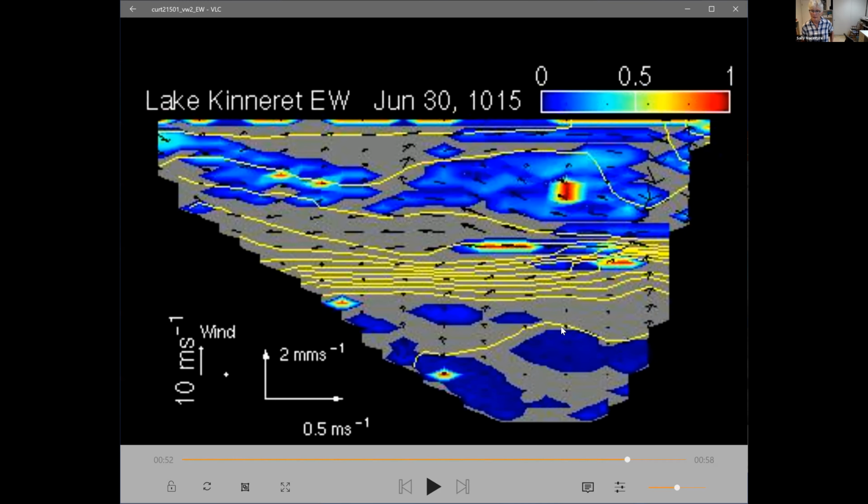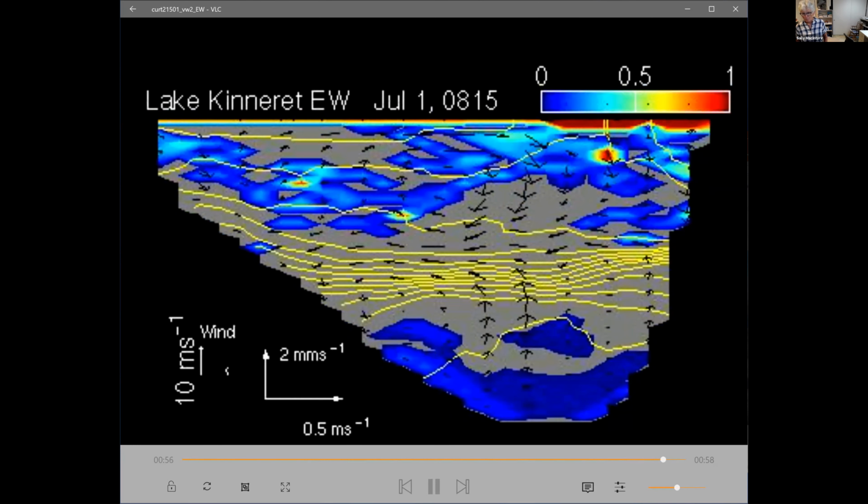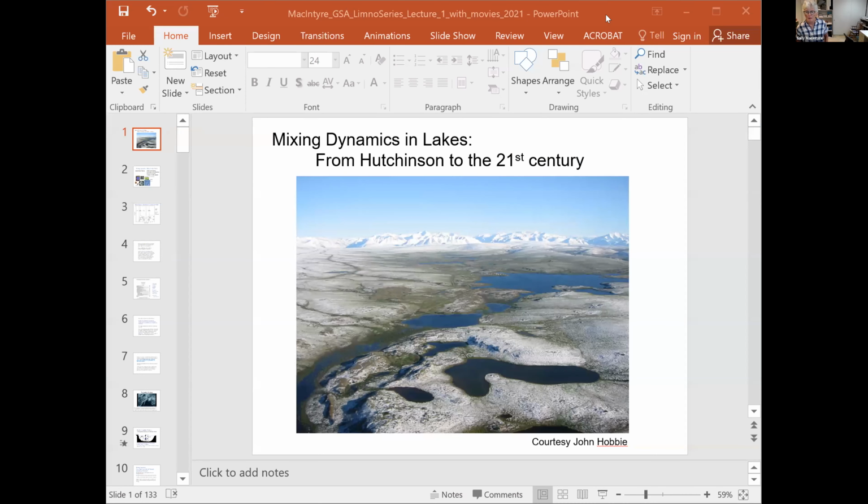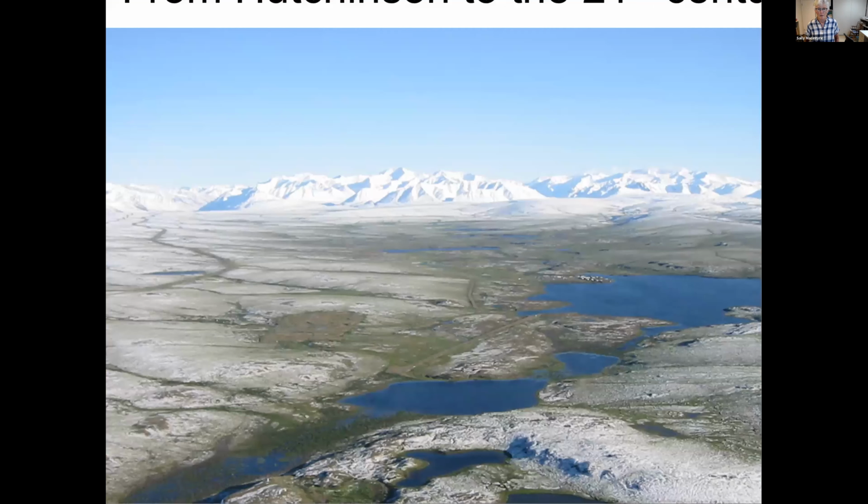Okay, so anyhow, the bottom line here is that lakes are really dynamic systems. And what I want to do in this lecture is give you kind of a sense about the dynamics of that mixing and what we've been learning, since the time that Hutchinson came up with the first classification scheme till today, okay?